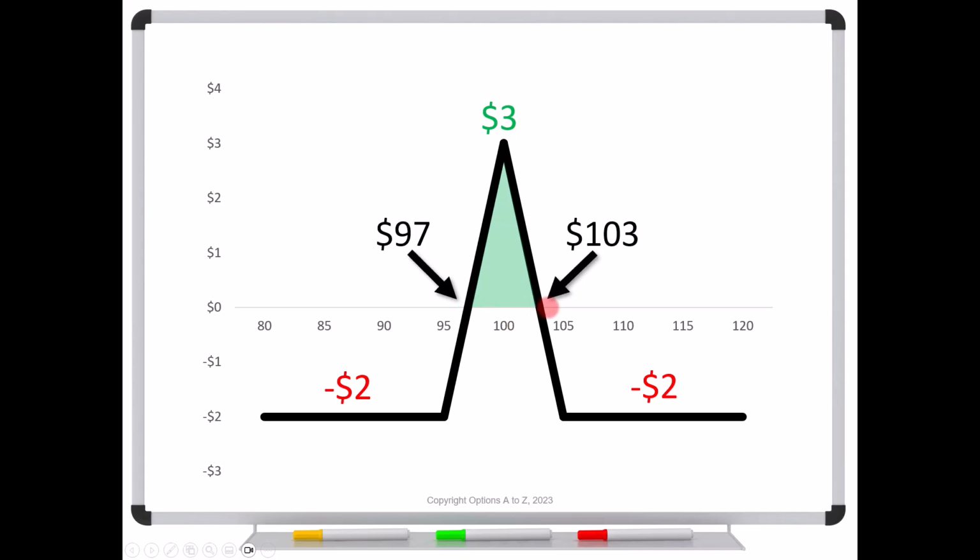at 97 and 103. So these break evens are found by taking the left strike of 95 plus the $2 debit, that's 97, or the 105 strike minus 2, which is 103. So you have some type of profit for all stock prices between 97 and 103. You've got your maximum profit at 3 if the stock is exactly 100. Okay, so this is the position that we put on, this 95, 100, 105 butterfly for 2.